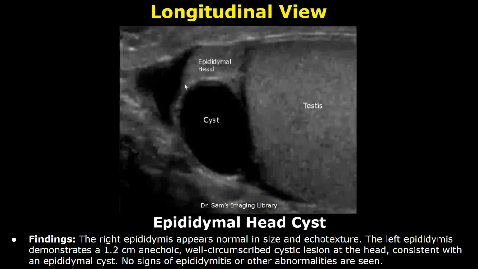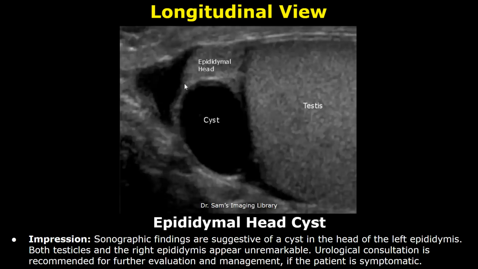This is a report for epididymal head cyst. There is an anechoic, well-circumscribed cystic lesion at the head, consistent with an epididymal cyst. The main findings are written in the impression, and urological consultation is recommended for further evaluation and management if the patient is symptomatic.